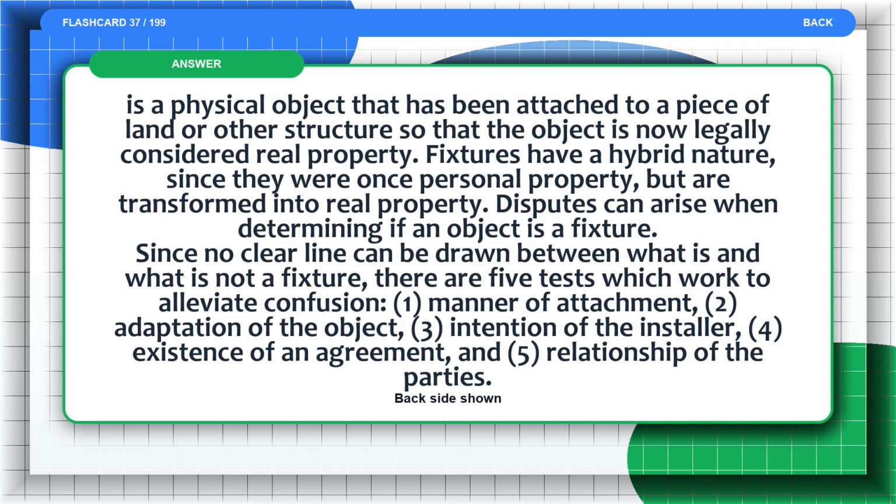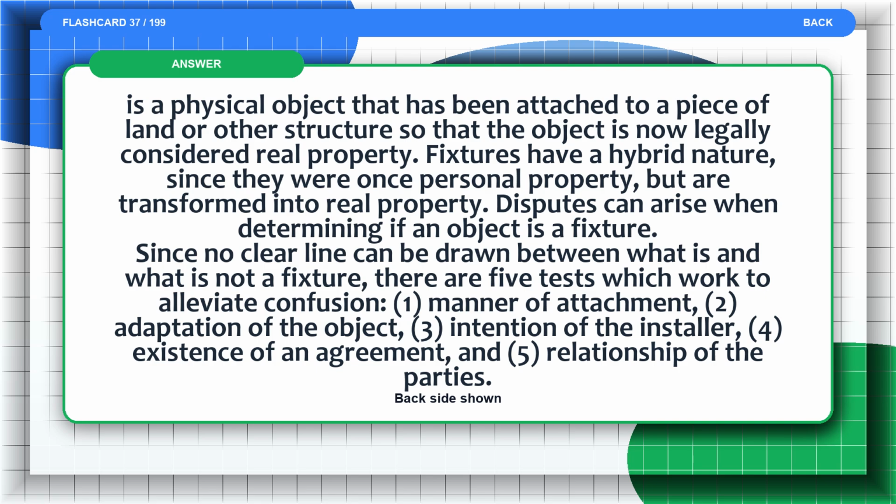The answer is a physical object that has been attached to a piece of land or other structure, so that the object is now legally considered real property. Fixtures have a hybrid nature since they were once personal property, but are transformed into real property. Disputes can arise when determining if an object is a fixture. Since no clear line can be drawn between what is and what is not a fixture, there are 5 tests which work to alleviate confusion.